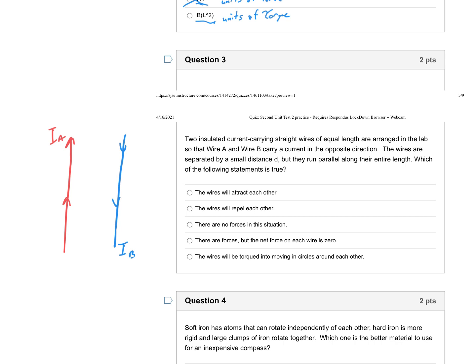My statements: attract, repel, forces, forces, forces, torque. It looks like I should at least start by doing a statement of what's going on with the forces between them, and then maybe I'll need to talk about torque. Let's take a look.